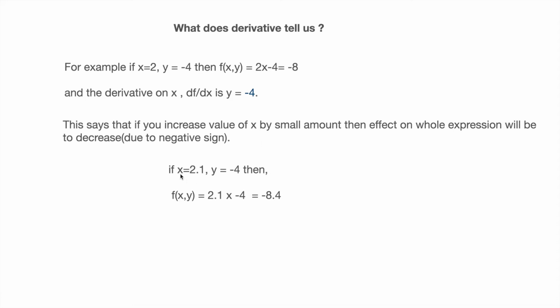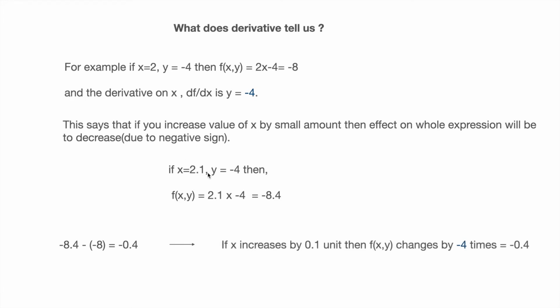So what does that mean? Instead of 2, if you make it 2.1, so we're increasing the value of x by a small amount, and let's keep y as it is, then f of x, y becomes 2.1 into -4, which is -8.4. And if we take the difference, earlier we had -8, now we have -8.4. The difference is -0.4. This is exactly what this gradient is saying, that the output will change by 4 units, and it will decrease because of the negative sign. So if you increase x by 0.1, the output will change by 0.1 into -4, which is -0.4.